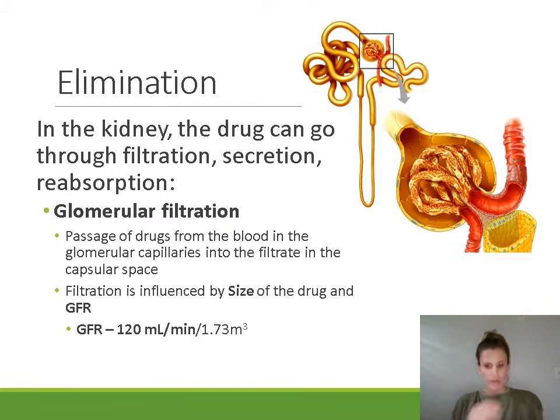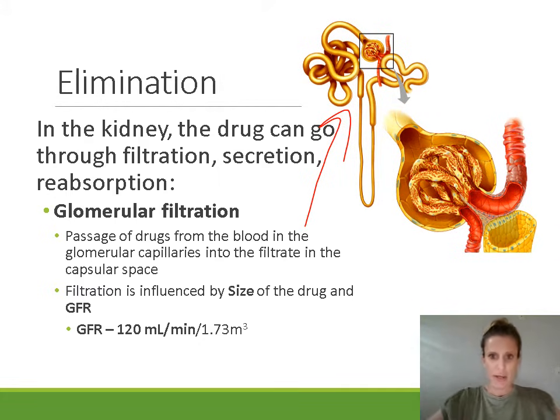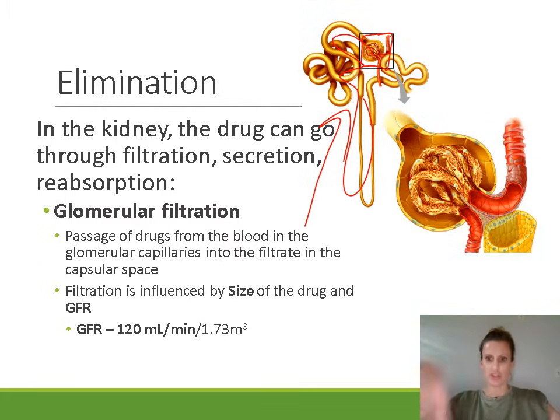We'll talk about filtration first. Glomerular filtration is the passage of drugs from blood in the glomerular capillaries into the filtrate in the capsular space. So remember, if you look up here, this is the nephron. The nephron is where we filter the blood and produce urine. And there are multiple different parts of the nephron where different processes happen. Right now, we're talking about what happens in the glomerulus. The glomerulus is like in this head region. You have the head and then the body of a snake, right? We're not talking about the tubule, we're talking about just the glomerulus.